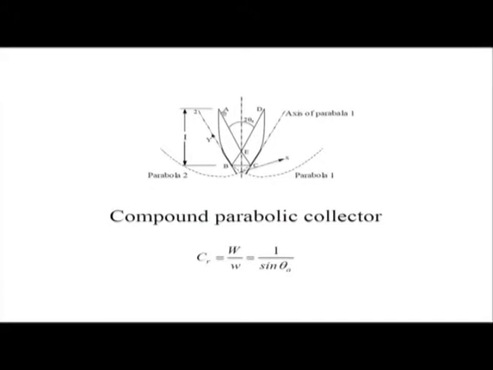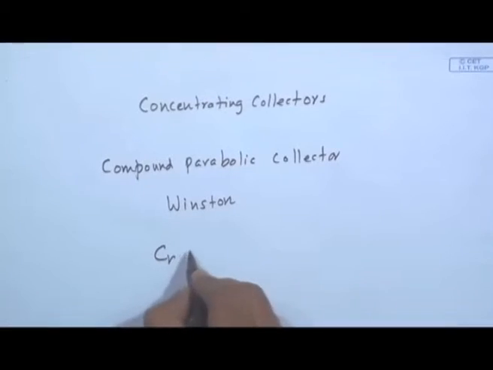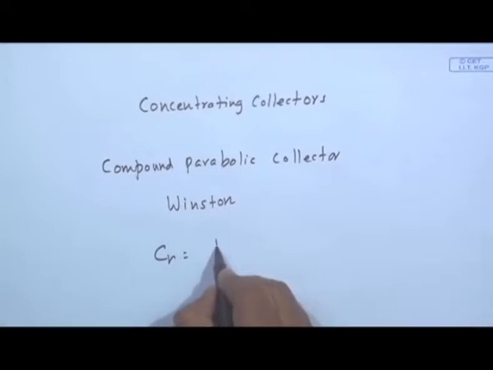So, whatever solar radiation enters the aperture AD will undergo multiple reflections, reaching one of the focal points, thereby transmitting heat to the tube with a fin and tube arrangement between B and C. B is the focal point of parabola 1 and C is the focal point of parabola 2, and the concentration ratio is 1 upon sin theta_A, where theta_A is the half acceptance angle.